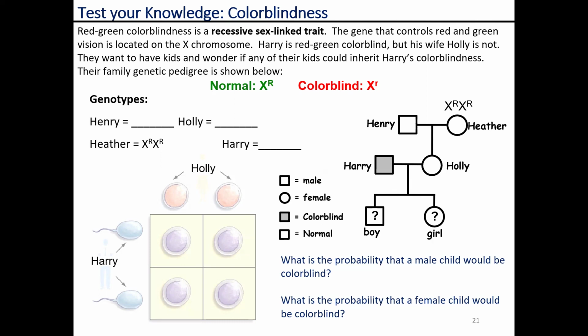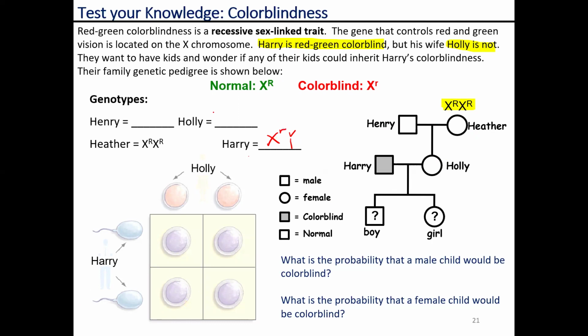All right, welcome back, and let's figure this out together. One of the very first things we're going to see is who's got what. We know Harry is red-green colorblind, and we know Holly is not. We also have Heather, who's Holly's mother, and her genotype over here. With that information, we're going to start filling some of this out. We know Harry is a male, so it's going to be X and Y. And we know it's X-linked, so it's only following the X chromosome, not the Y. We know Harry is colorblind, so it's going to be a little r here.